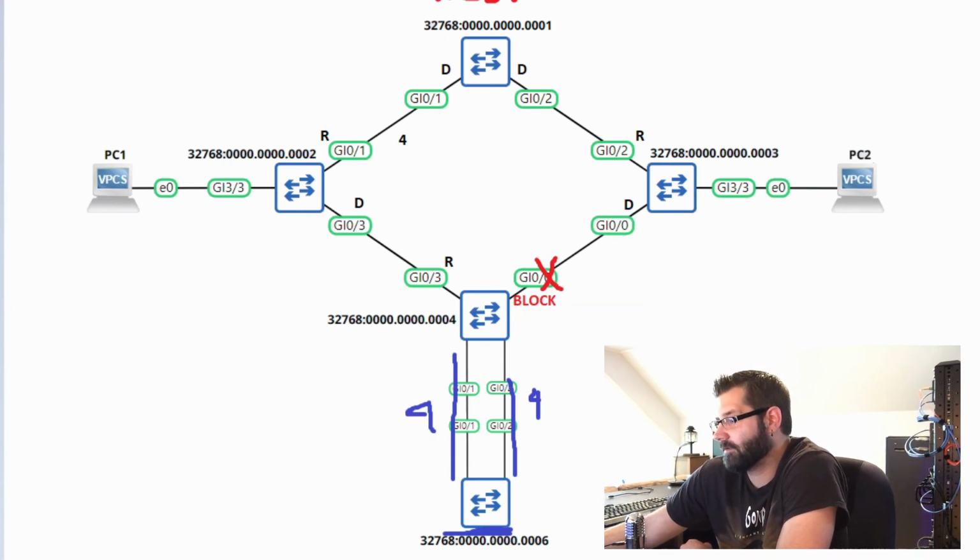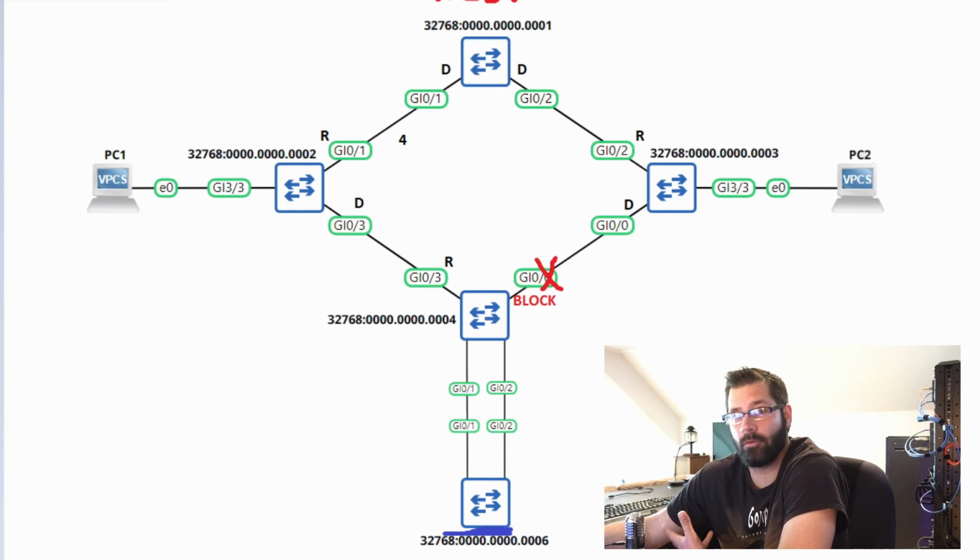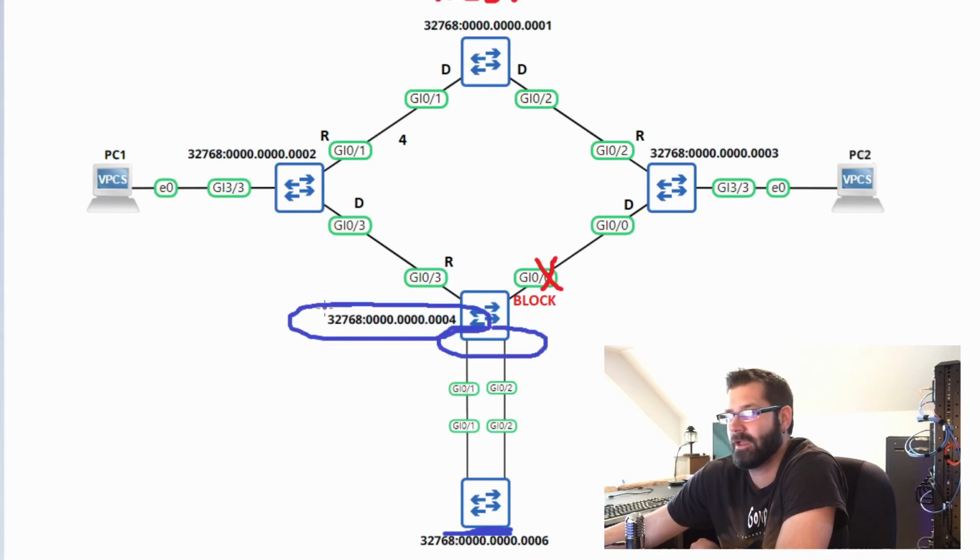Okay, so that tiebreaker, lowest bridge ID. Well, that's where this is a little bit tricky, because both of these links go to the same switch, and that's where it would be most common to have a tie when it comes to the lowest bridge ID. Same switch, same bridge ID. So, okay, now what do we do?